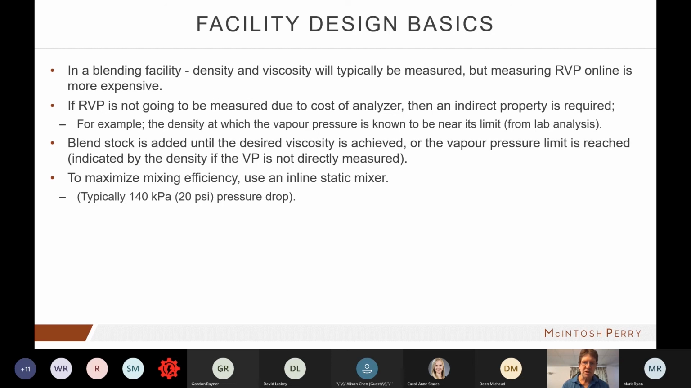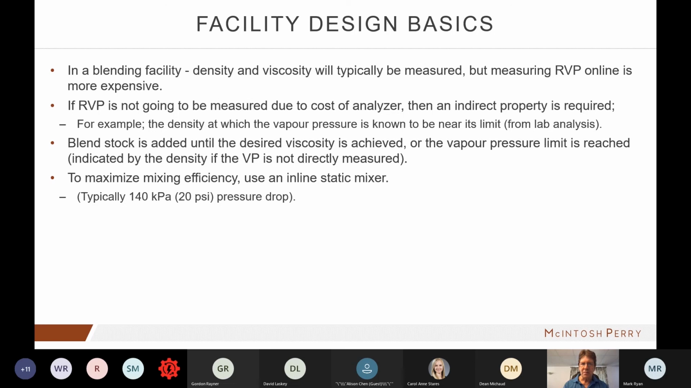In a typical facility, you definitely measure density, and it's preferable to measure viscosity. It would also be good to measure RVP. Unfortunately, measuring RVP is expensive. RVP analyzers are not cheap. If there was another way to do it without that, and I've run into several facilities like this where they don't really want to measure RVP, they just want to measure density and viscosity, then perhaps there's a way around it.